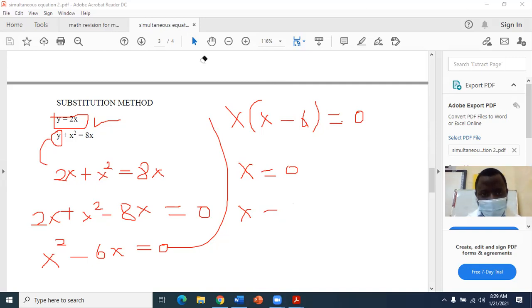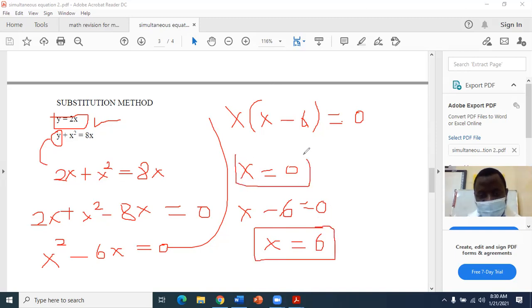I hope you are getting it. You can send the message to me. Now x minus 6 is equal to 0. It means that if I take minus 6 to the other side, my x is the same thing as 6. You can see? So my x is 6 and my x is also equal to 0.